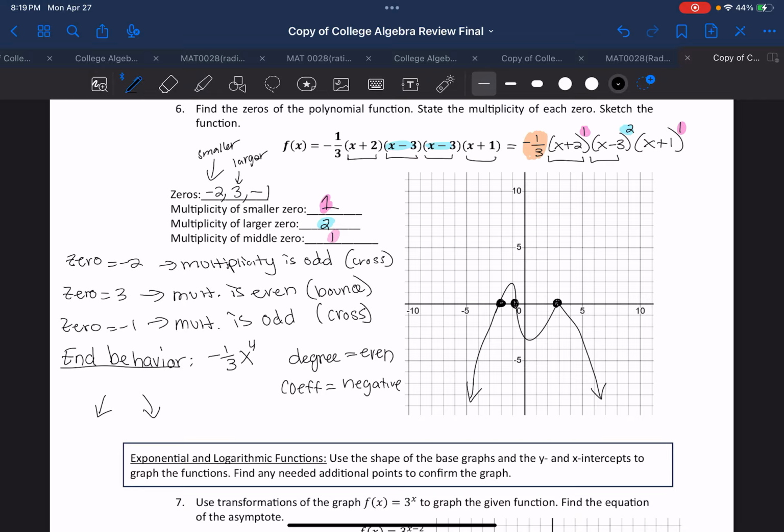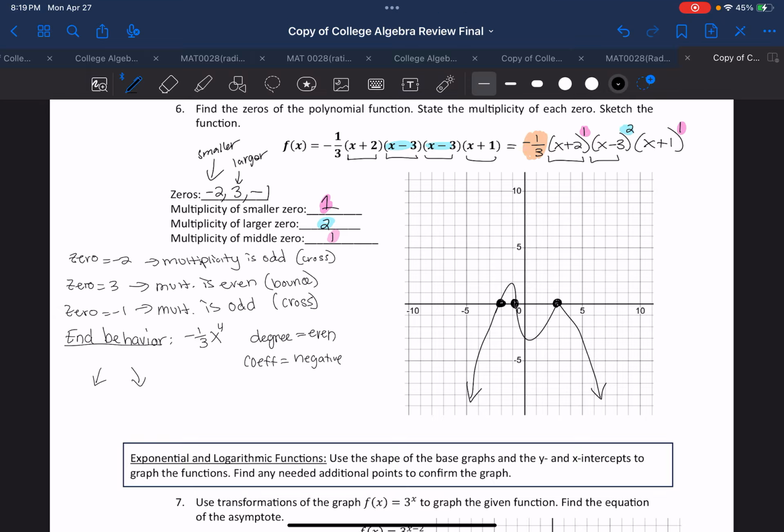And then, of course, you could find some more precise points by plugging 0 in for x and finding the y-intercept, just to be more precise. But this should help you narrow it down because it'll be multiple choice options.